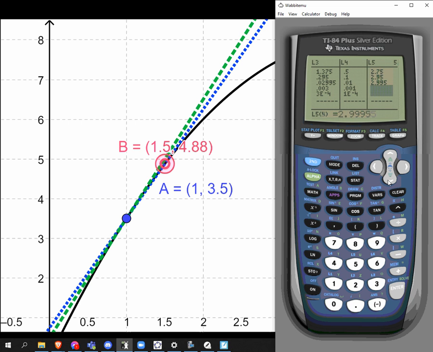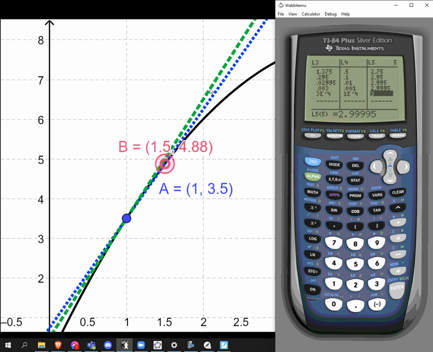And even this 3 isn't actually 3, it's 2.99995. If we backed up to 1.0000001, it will be 2.9999995. So we're getting better and better approximations of the slope of the green line by taking the slope of the blue line at smaller and smaller intervals.